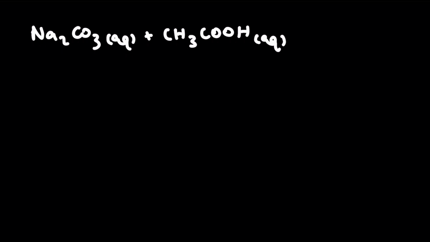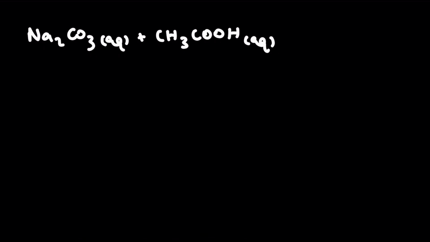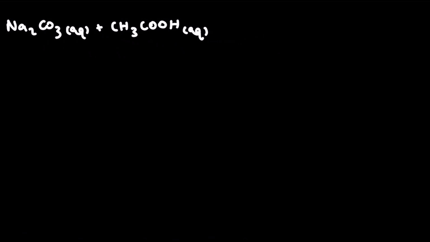So let's have a look at another example between an acid and a base. In this example, we need to work out what the products will be. And because we know this is a reaction between an acid and a metal carbonate, a reaction between those two will form a salt plus water and carbon dioxide.